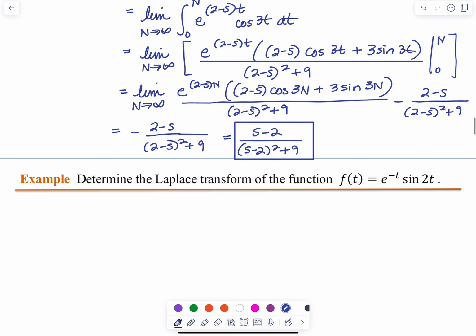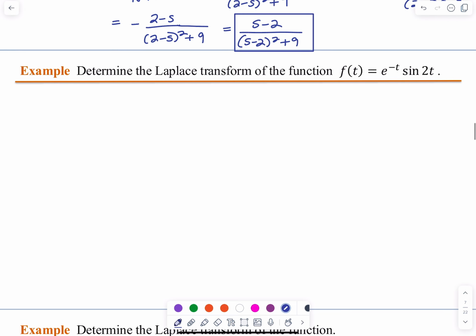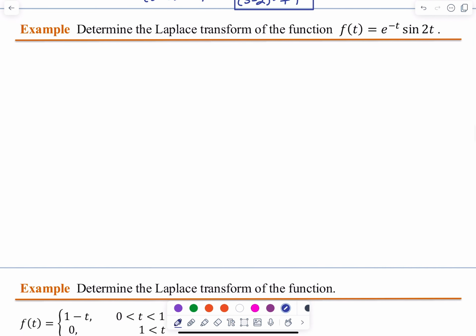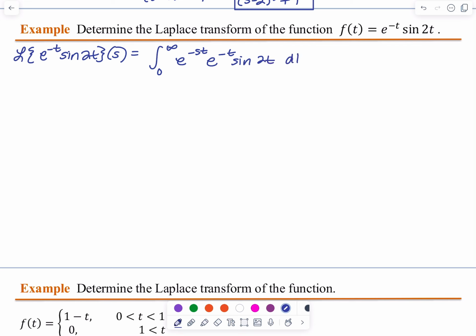Okay, let's look at our next example. Again, we're looking to determine the Laplace transform of this function, e to the negative t sine of 2t. So we will have the Laplace transform of e to the negative t sine of 2t of s, and that's equal to the integral from 0 to infinity of e to the negative st, of course multiplied by our f of t, and we will come up with 0 to infinity.